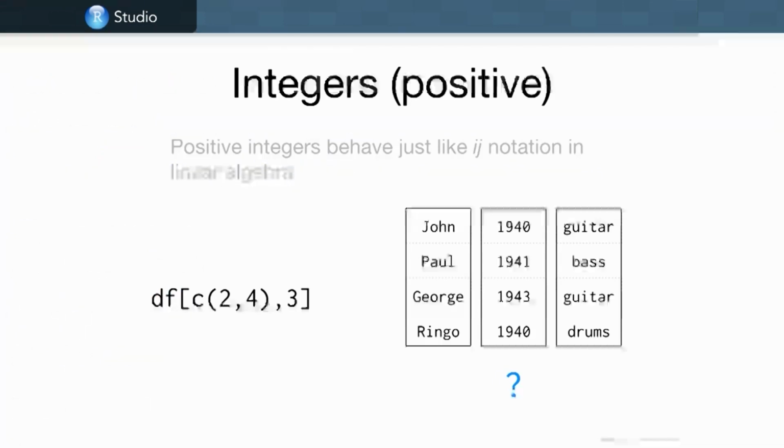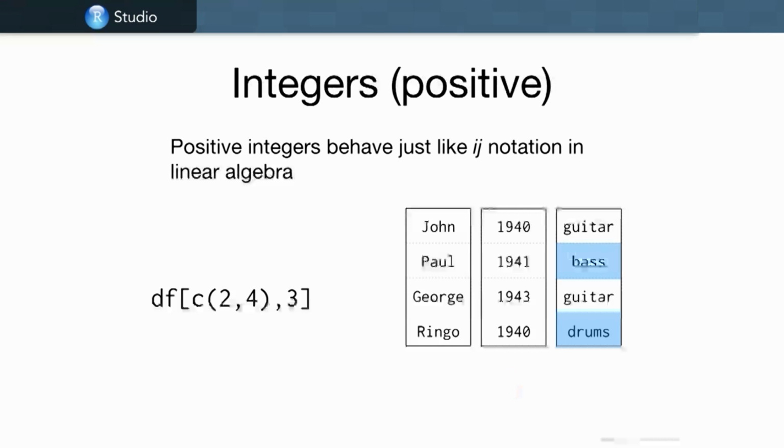So here's a new command. What do you think this would return? We're asking for the second and fourth rows and the third column. So if you said bass and drums, you're right. Those are the values that match that criteria.